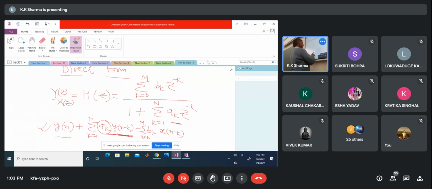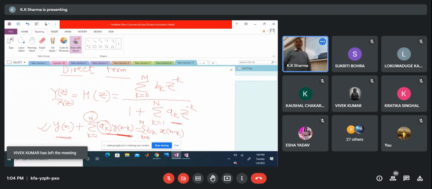You are having y of n as a function of past output samples: y of n minus 1, y of n minus 2, up to y of n minus capital N. Capital N is the order of the system, the degree of the polynomial. It can be a second order system, third order system, and practical systems will be very large, where capital N may be even more than 1000.